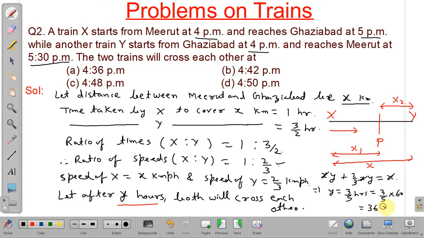Okay, 36 minutes. Now you can see both trains are starting at 4 p.m. So they will cross each other at 4:36. So our answer will be 4:36 p.m. We will discuss the next problem.